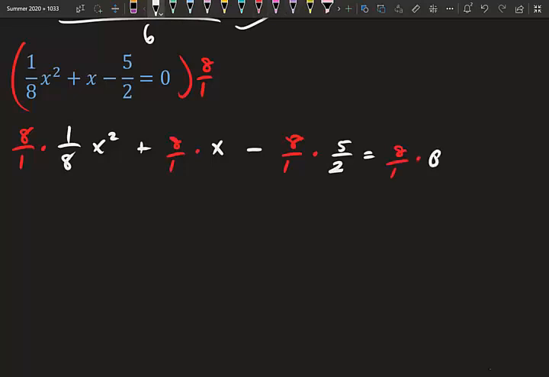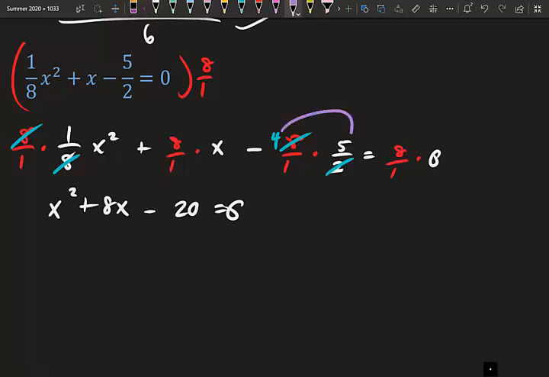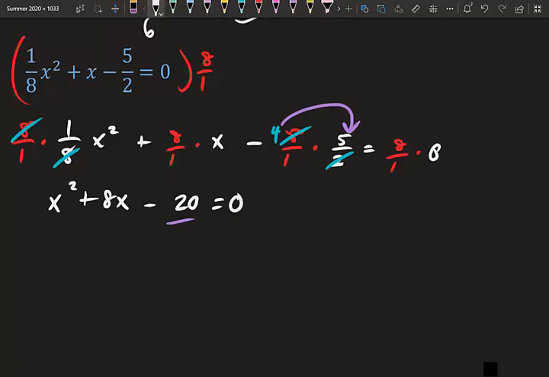So we can simplify because we can take out the 8's, and we can take out the 2, so we're left with 4, because 8 divided by 2 is 4. So what we're left with is x squared plus 8x minus 20 equals 0. I got the 20 from 4 times 5. That's where we get the 20 from. And since this equals 0, we can go ahead and use the quadratic formula.